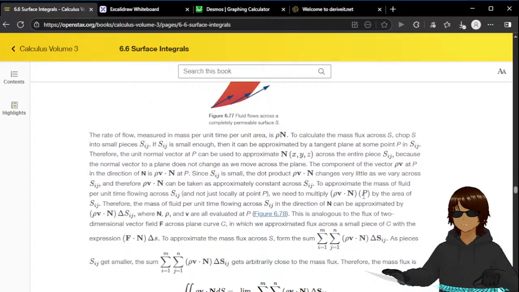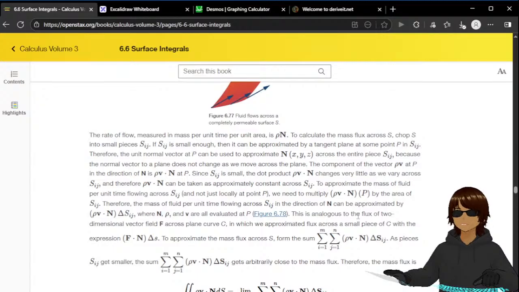Wait, what is this? What is this P over? P is the point, but hold on, what's happening? By the area of S, delta Sij, where n, rho, and v are all, okay. This is a function. So rho v dot n at point P.